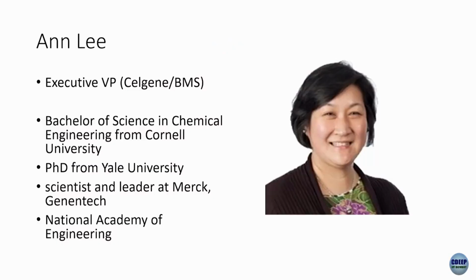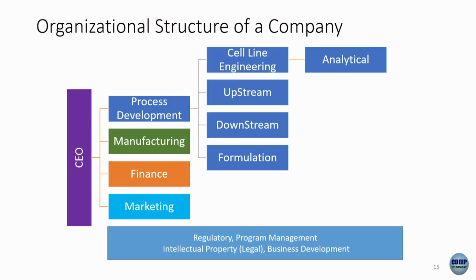Another person who is very important in the field of process development is Ann Lee. She's executive vice president of BMS right now. She's now moved on to working on cell and gene therapy. She's working on manufacturing cell and gene therapy. PhD from Yale, scientist and leader of process development of both vaccines and biologics at Genentech and Merck. Chemical engineering from Cornell University, and member of the National Academy of Engineering. So was Jim Thomas. So very, very famous people in this field.